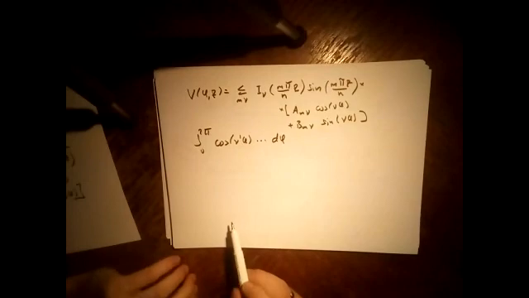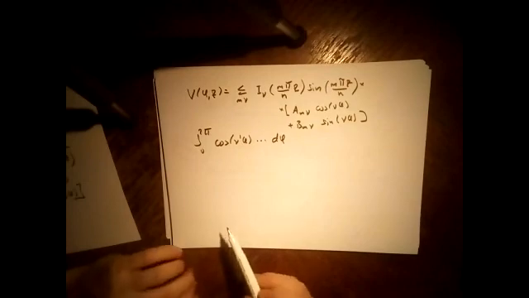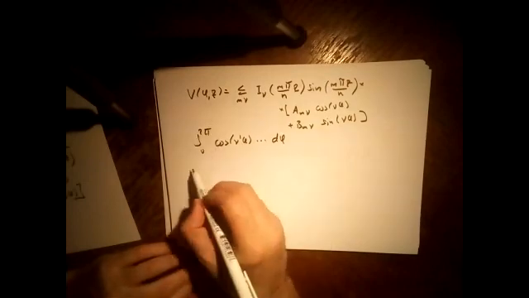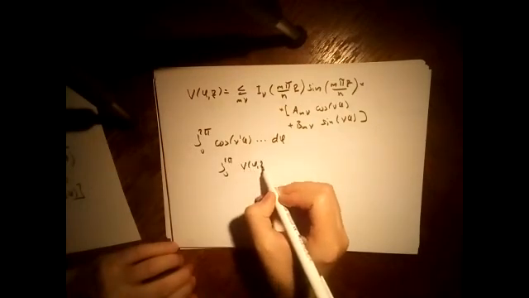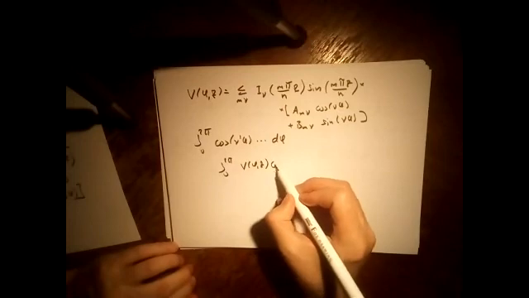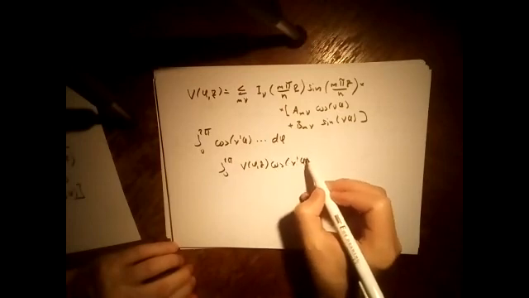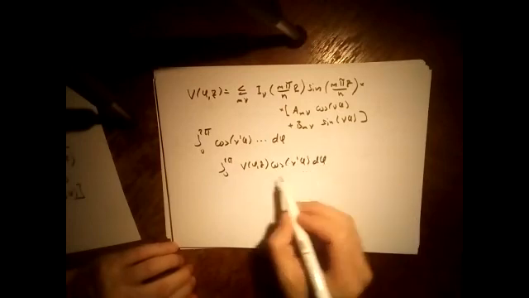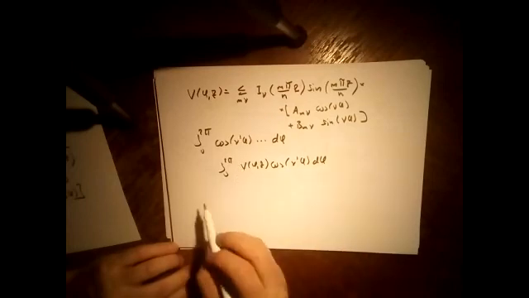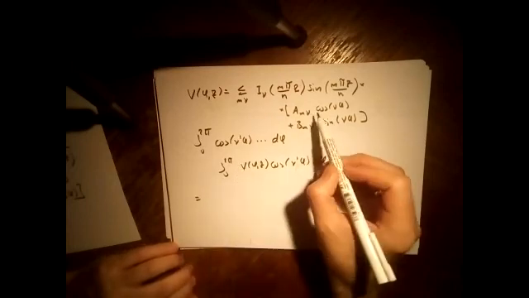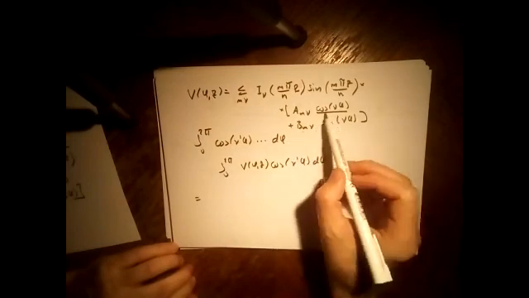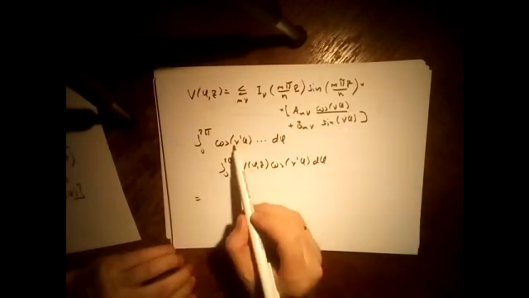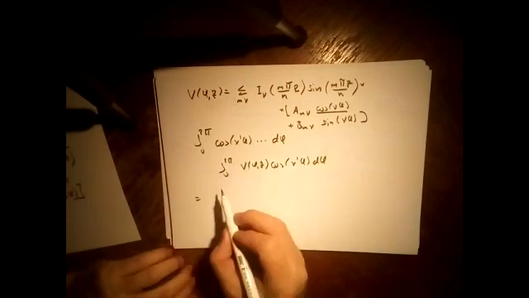Okay, so what's that going to give us? Well, on the left side, it just gives us the integral from 0 to 2π of v(φ, z) cos(ν'φ) dφ. So that's what it gives on the left side. On the right side, first of all, with the sine it gives 0, but with the cosine, if ν and ν' are equal, it gives the contribution.